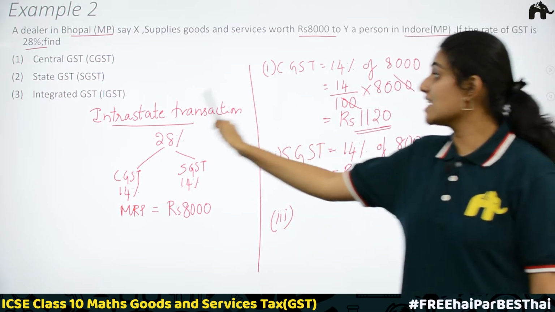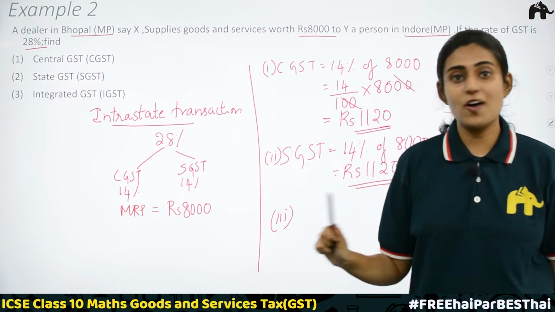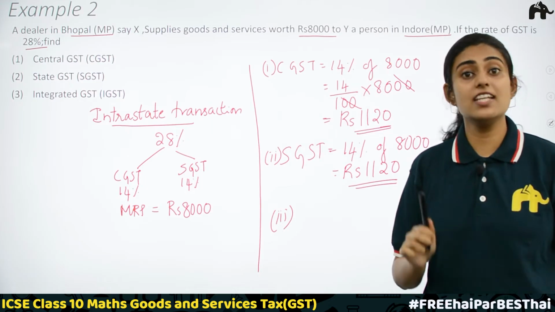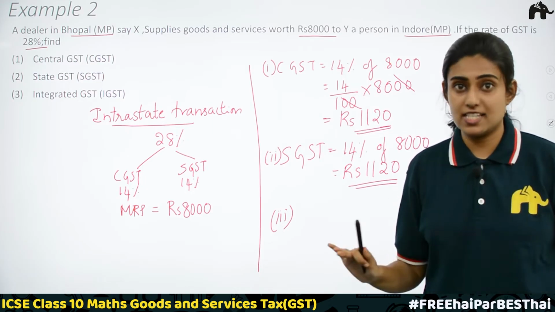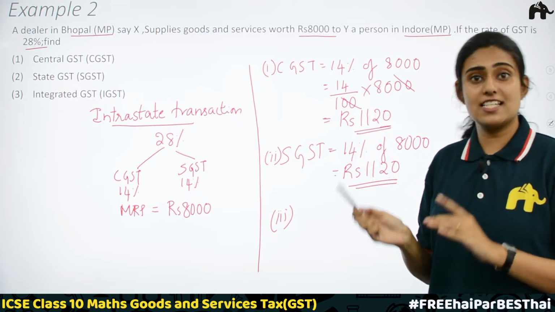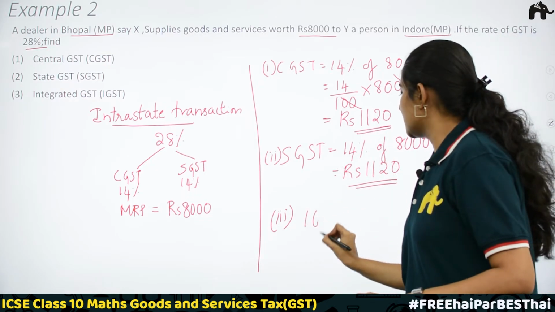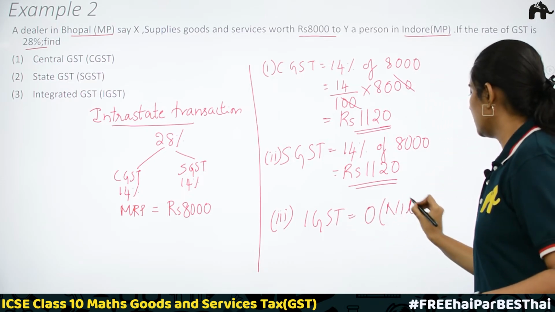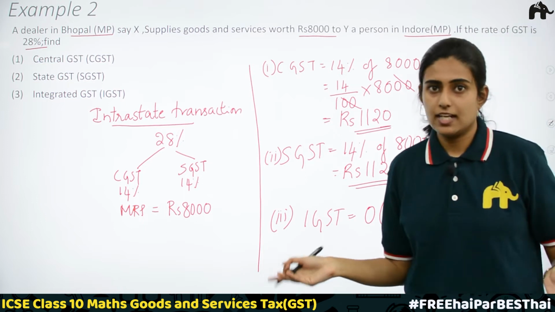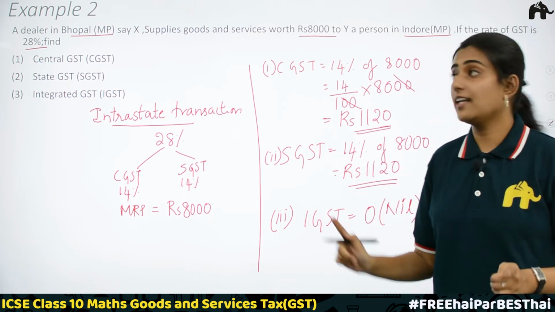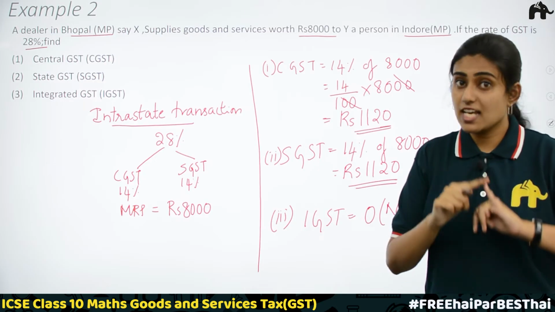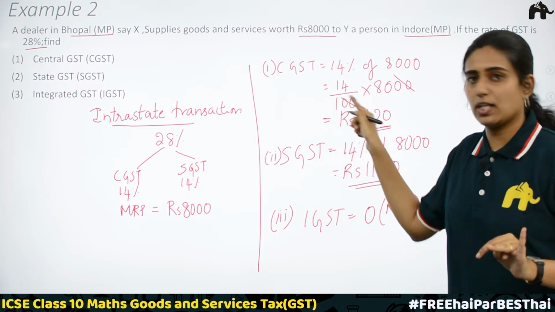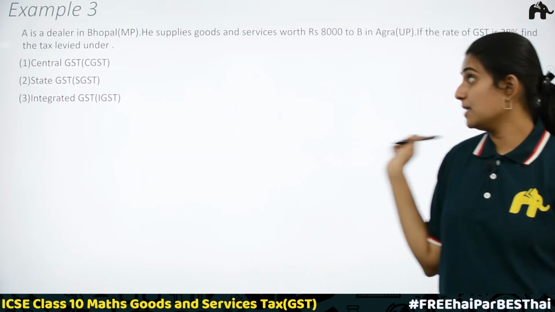Here this is an intrastate transaction. There is no IGST. Remember this point. In case of intrastate transaction, you will only be having CGST and SGST. No IGST. IGST is in the case of interstate transaction. Therefore, IGST, either you can write it as 0 or you can write nil. There is no IGST. Clear? So first thing, you need to identify whether the transaction is intrastate transaction or interstate transaction. Only after that you have to go for the calculation part. Clear?